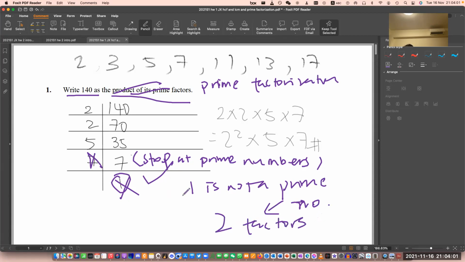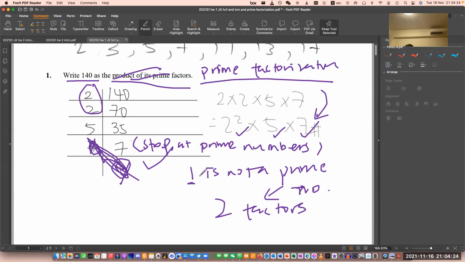And then 1 only has 1 factor, so it's not a prime number. That's why you just stop here. Stop at prime numbers. So then you pick 2, 2, which is good, 1, 5, which is good, 1, 7. If you are asked to represent in prime factorization, this is the answer. Okay, very good. But please take note, 1 is not a prime number, so you just stop at prime numbers. This is also a very common mistake among students.